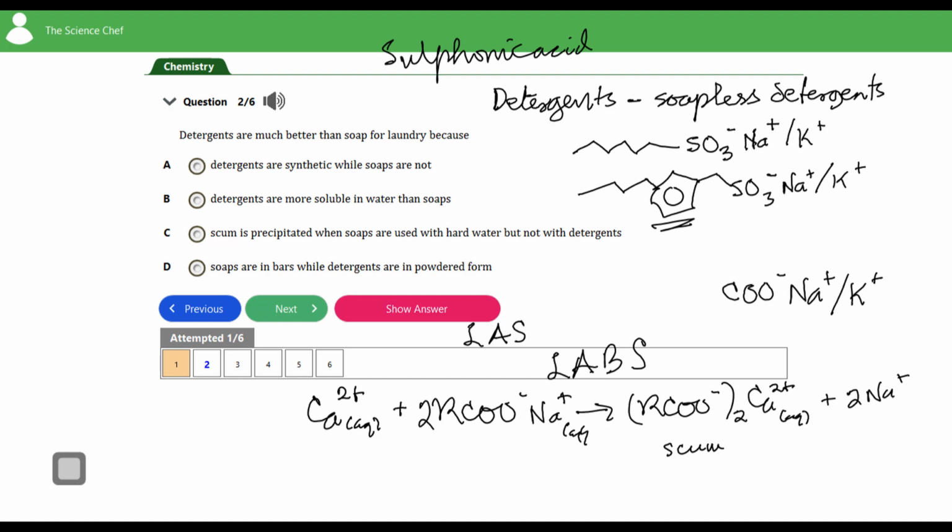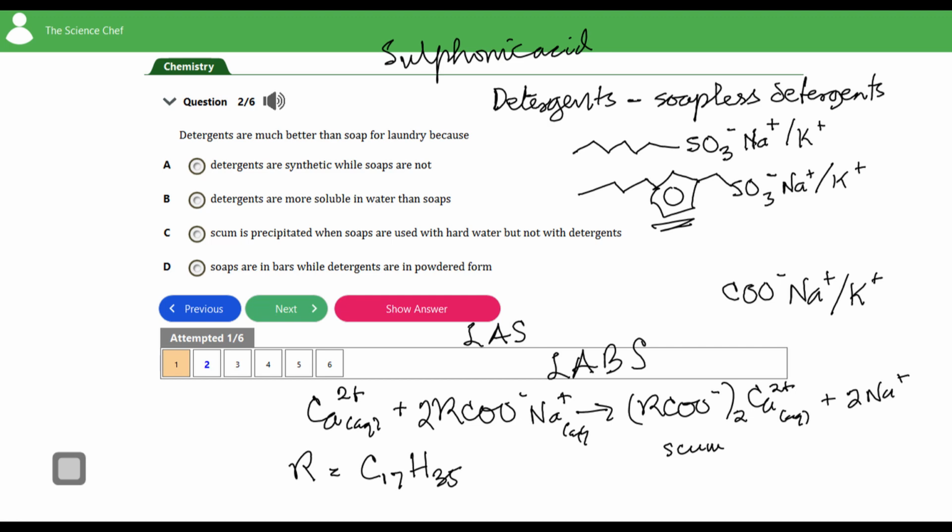So the formation of this scum leads to the wastage of soap. Why is that so? Because until all the calcium ions are removed from the water, there's no way the soap will lather with the water. And once the soap does not lather, there's no way it can wash your clothes. Are we together?